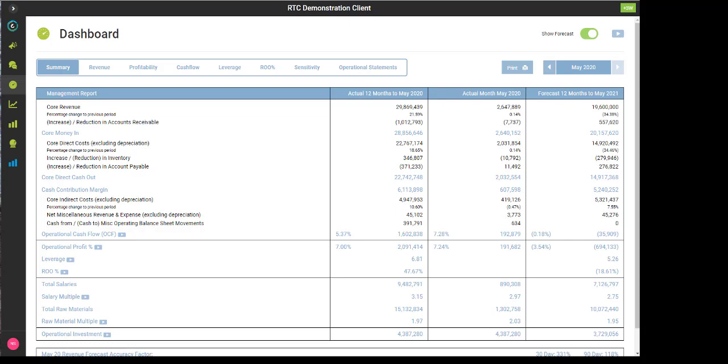RealTime CEO is easy to use, it's easy to understand, it will improve the financial literacy of your leadership team. It will result in better conversations, better decisions, and therefore better actions that will create value and mitigate risk, and will result in your business being worth more tomorrow than it was yesterday. That is the RealTime CEO objective.